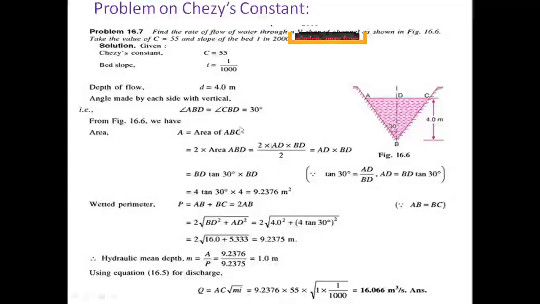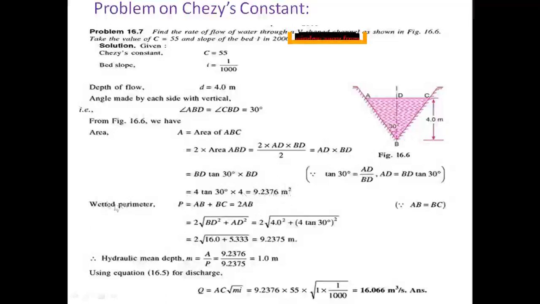The BD value is already given as 4. So substitute the value of BD in this equation: 4 into tan 30 degrees into 4. The area of the V-shaped channel is 9.2376 meter square.